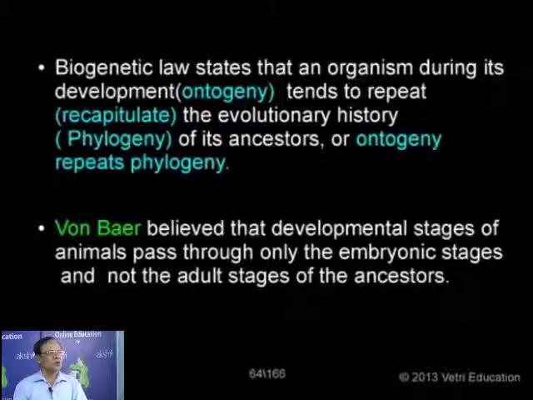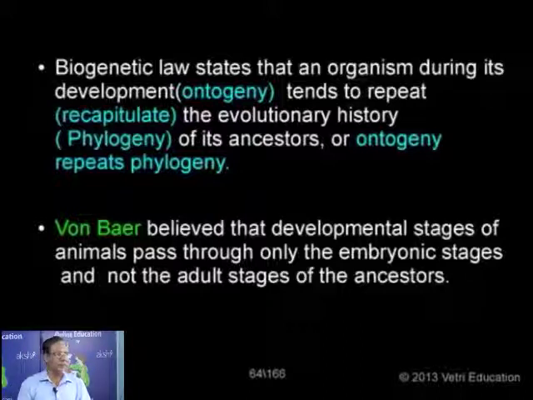It is not that ontogeny repeats phylogeny, but that ontogeny repeats only ontogeny, and not phylogeny. Ontogeny repeats only ontogeny and not actually phylogeny. So what is the meaning of that? It was proposed by von Baer.